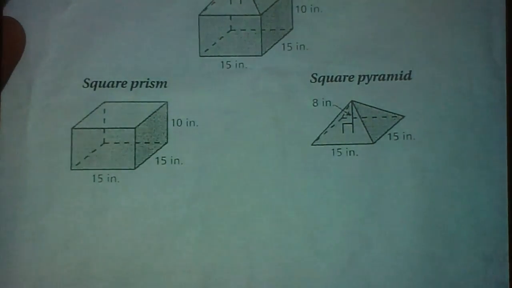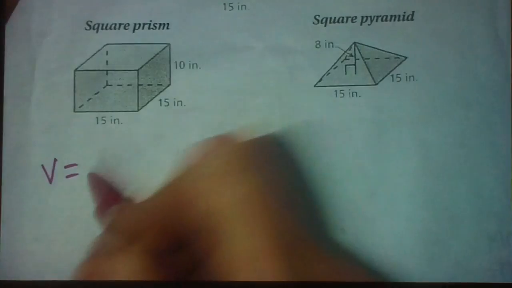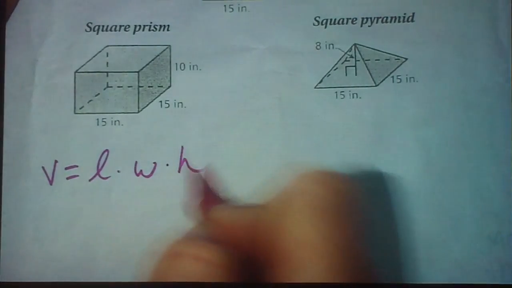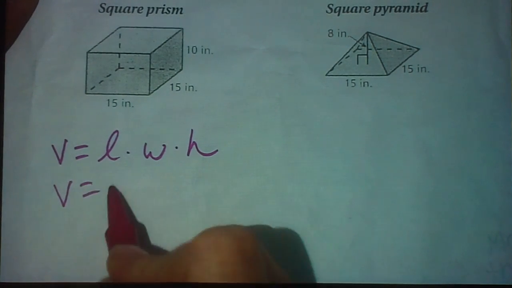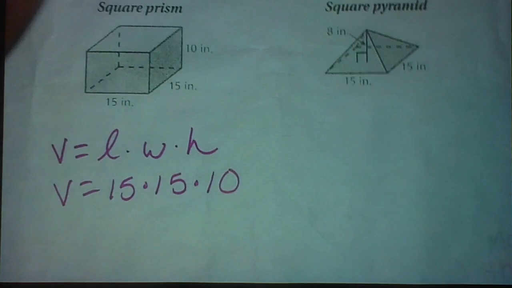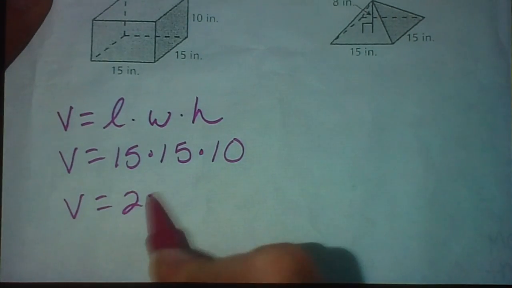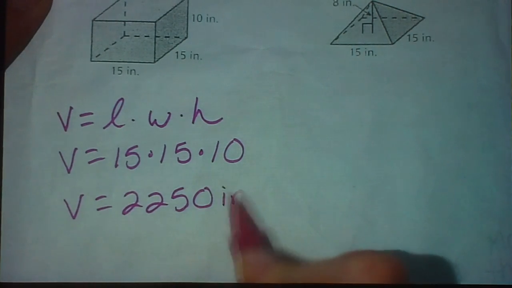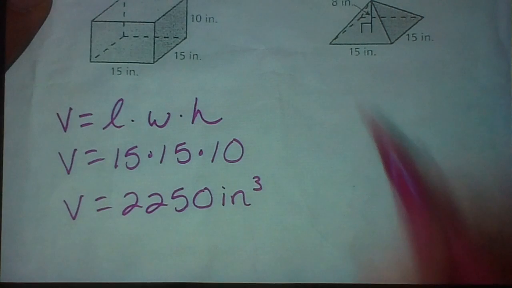If you remember how to find the volume of a square prism, our volume is length times width times height. So I'm just going to plug those numbers in. The volume of this would be 15 times 15 times 10. Type all that in, and you end up with a volume of 2,250 inches cubed.